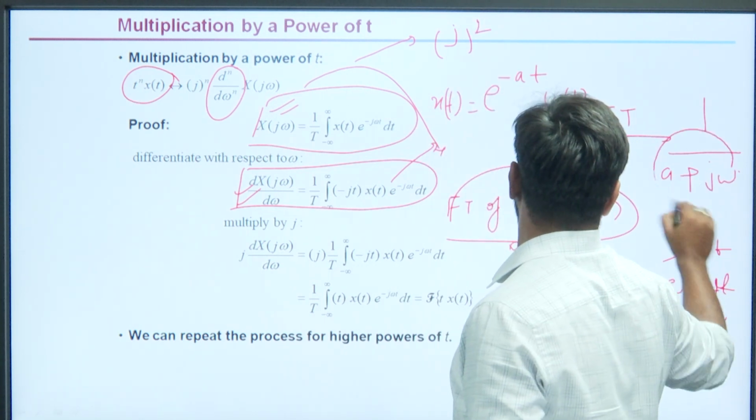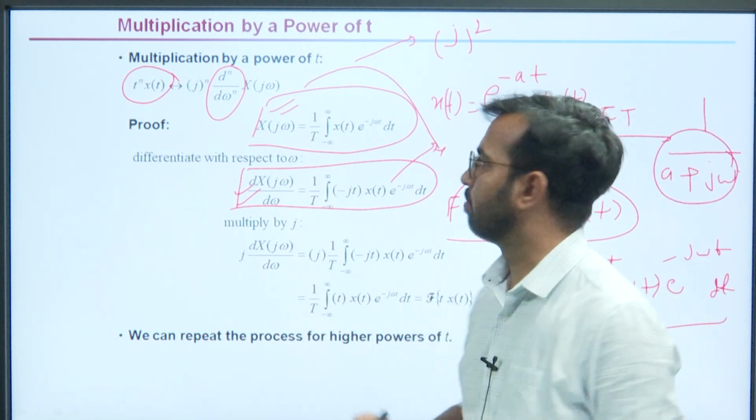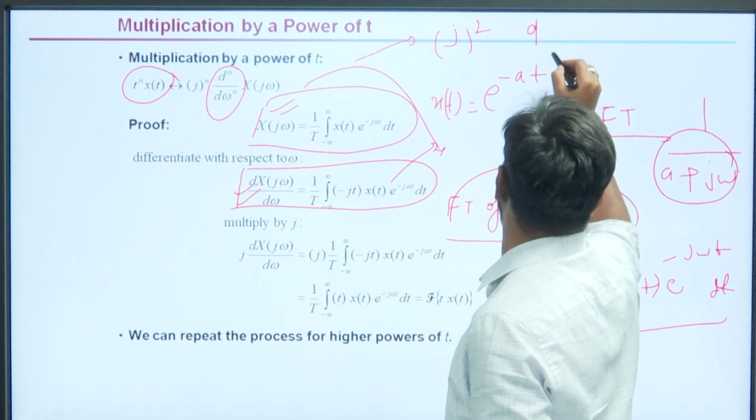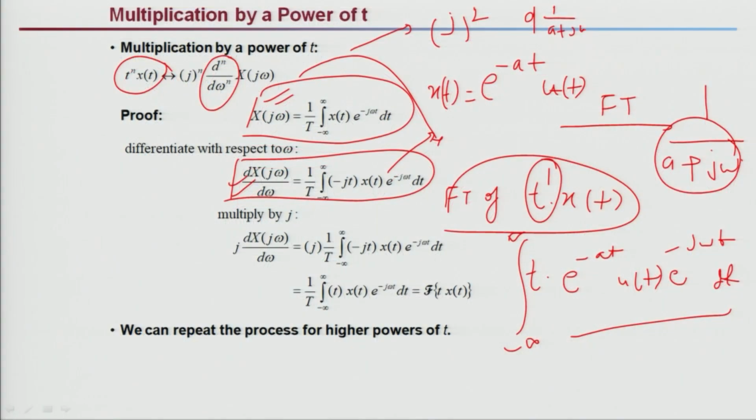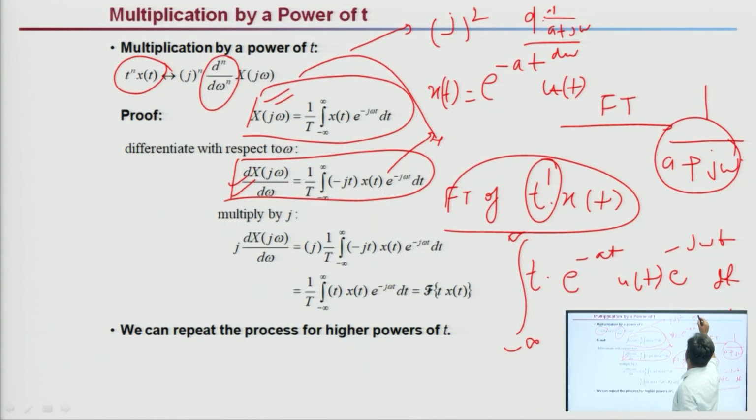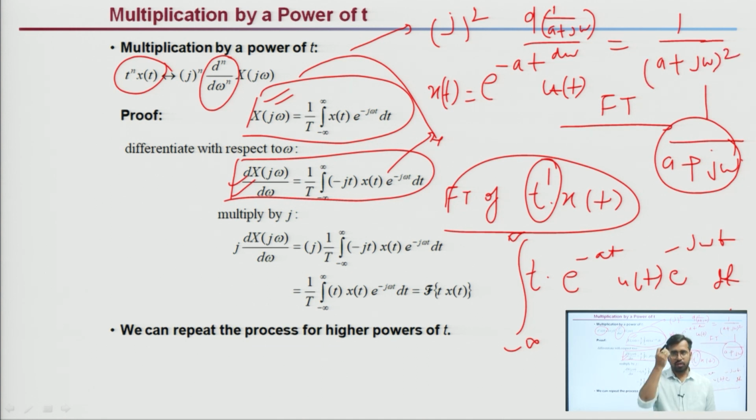and you have to differentiate this result by d omega, one time: d of 1 upon a plus j omega by d omega. So, what result will you get? You will get basically 1 upon a plus j omega whole square. By using the property, we can easily find this.